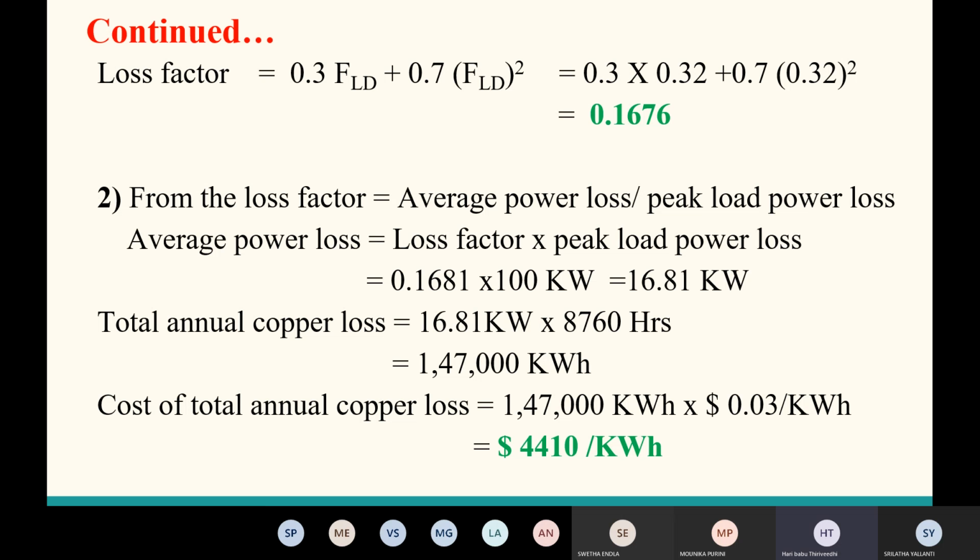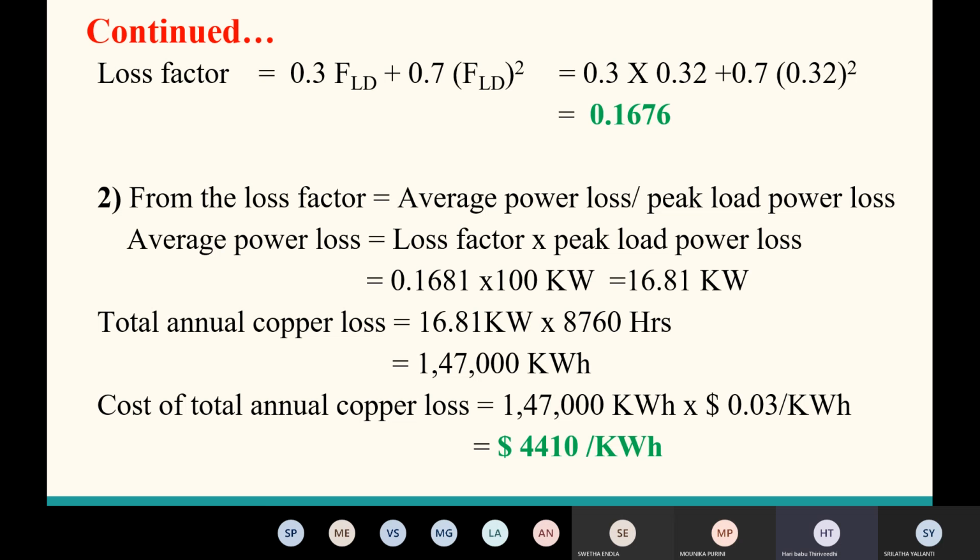So total annual copper loss: annual means multiply by 8760 hours first of all. This is the average power loss, right? First you have to find the average power loss. Now annual means into 8760. So 16.8 multiplied by 8760 is the annual copper loss. The value is 1,47,000 kilowatt hour. Now for each kilowatt hour it is $0.03.